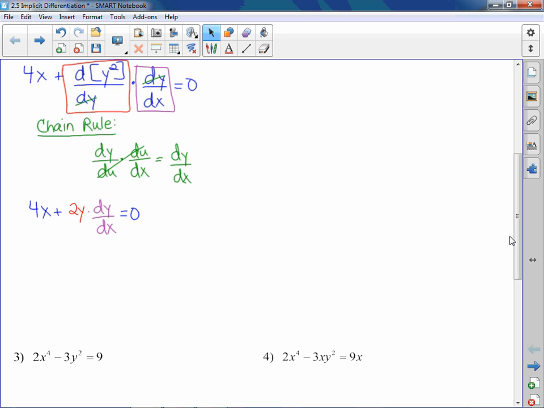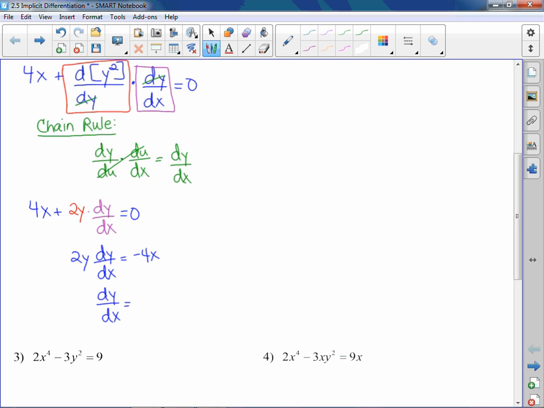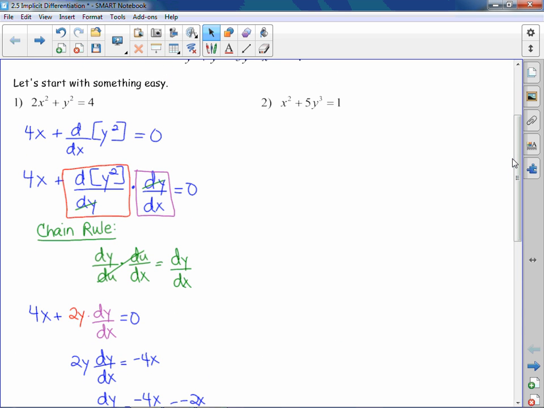Okay, now what we want to do is solve for dy dx, because the whole point of this is finding out what the derivative is. So we subtract the 4x, and we get 2y dy dx equals negative 4x, divided by 2y. Negative 4x over 2y, which we can then say is equal to negative, when we reduce the 4 and the 2, 2x over y. And that's the derivative of 2x squared plus y squared equals 4.